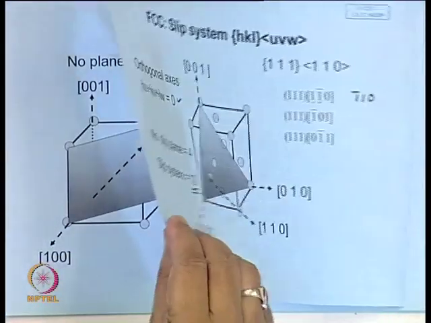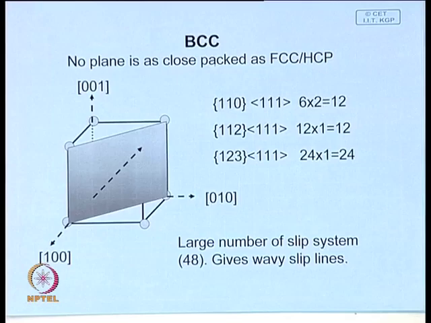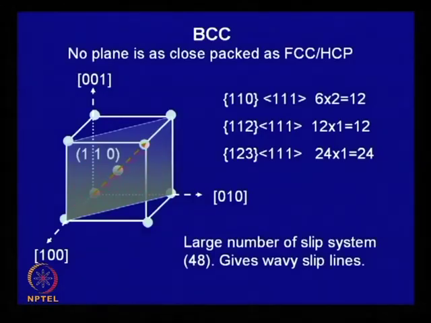Same thing you can do for a BCC crystal. If you calculate the atomic density, here the close packed plane is 1 1 0, which is shown here. This is the close packed plane, and the close packed direction is this diagonal of the cube. So, in FCC the face diagonal was the close packed direction, in BCC the cube diagonal is the close packed direction, this is 1 1 1.